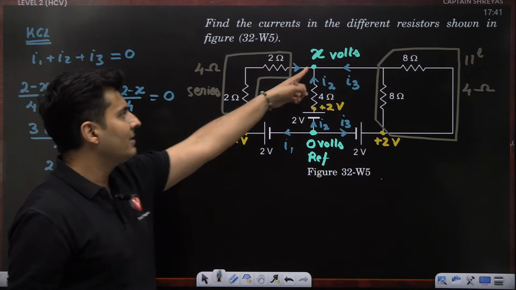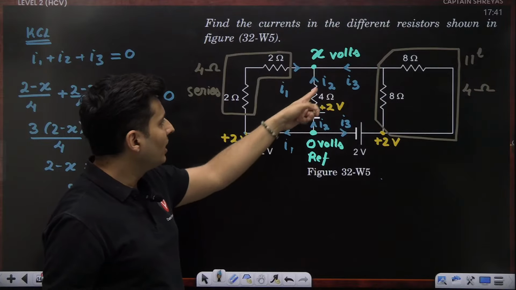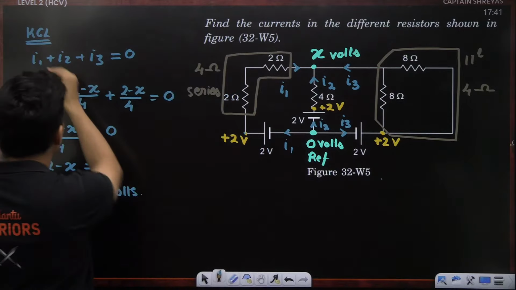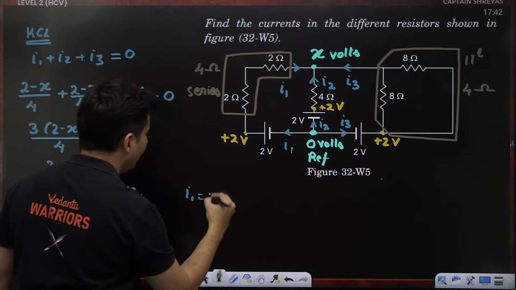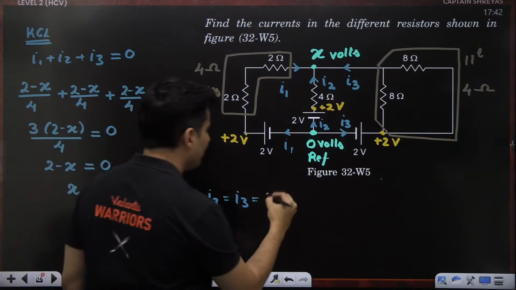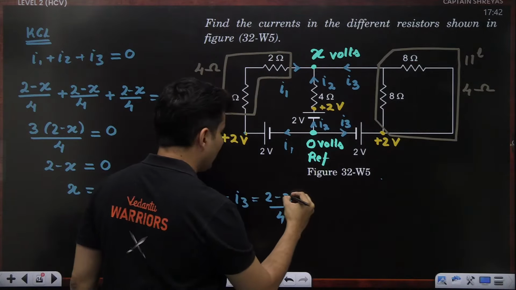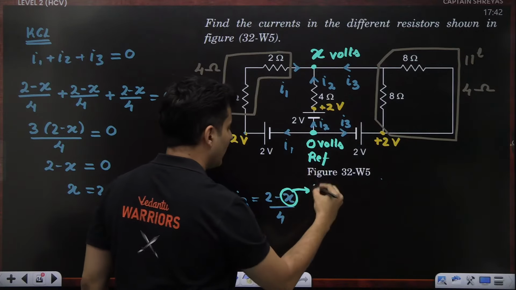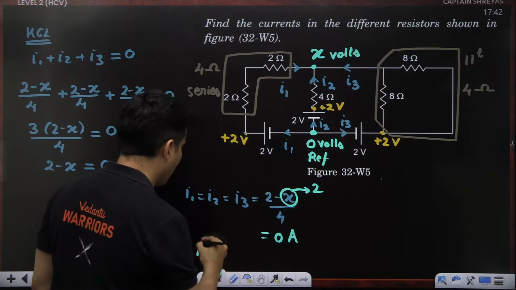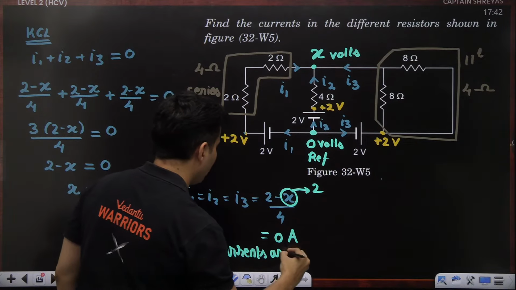Now think about it. If x is coming to be 2 volts, guys, what will be current I2, I1 or even I3? Just think about it carefully. Remember, I1, I2, I3, all of them coincidentally came out to be equal, which was 2 minus x divided by 4. But our x value itself came out as 2. 2 minus 2 is 0, so it will be 0 amperes. So all currents are a big fat 0.